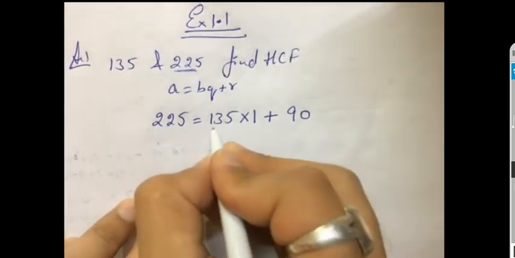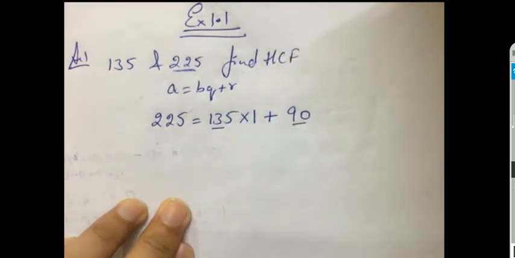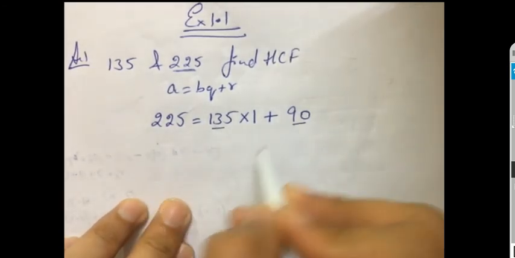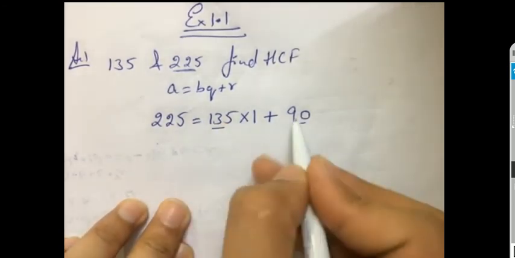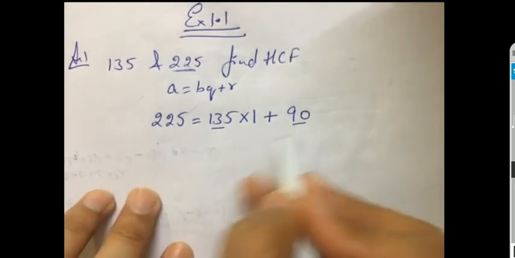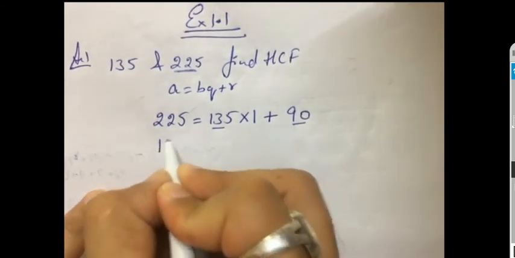Now next, these two numbers we need to cross check. This is a bigger part and this is a shorter part. If this satisfies this, then this will be the remainder. This will be the HCF. But let's check it out.